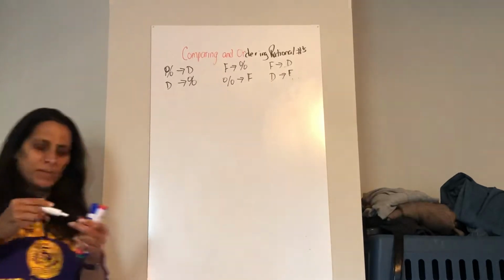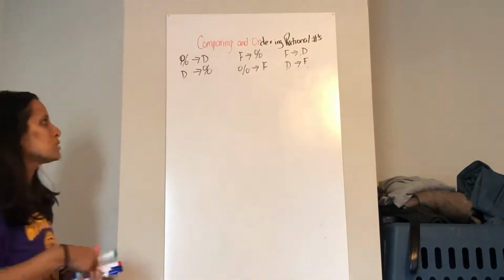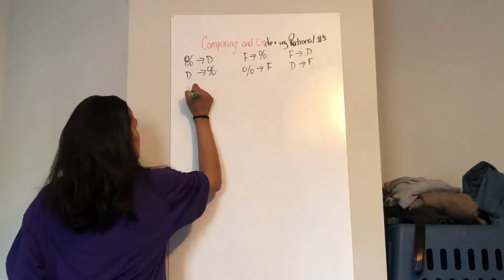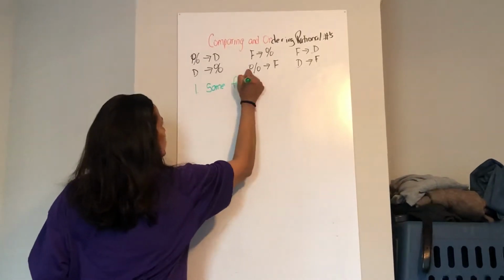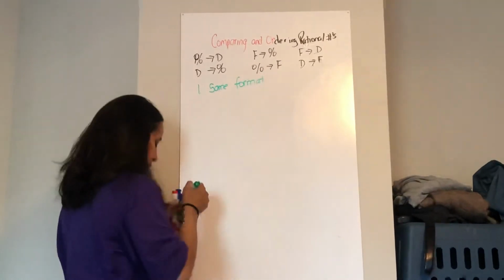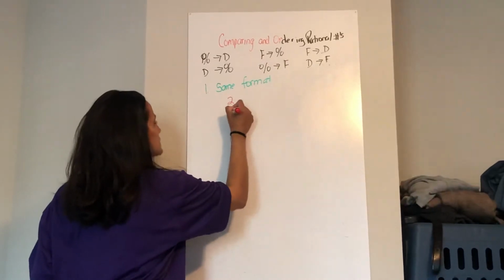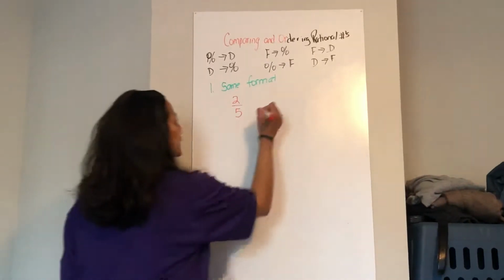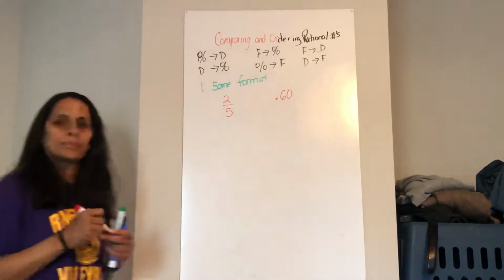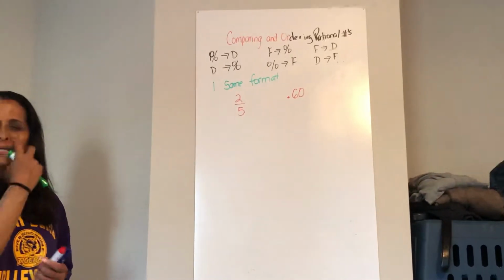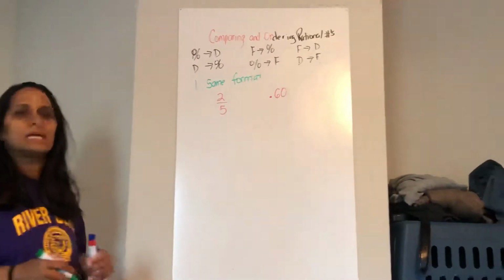Now, you may be saying, why did we do that in the previous video? Well, to compare and order rational numbers, the first thing they must have is the same format. So what do I mean by that? Let me show you an example. We have the fraction 2/5, and we want to compare it to the decimal 0.60. Right now we can't compare these rational numbers because one is a fraction and one is a decimal. So they both have to be in the same format.